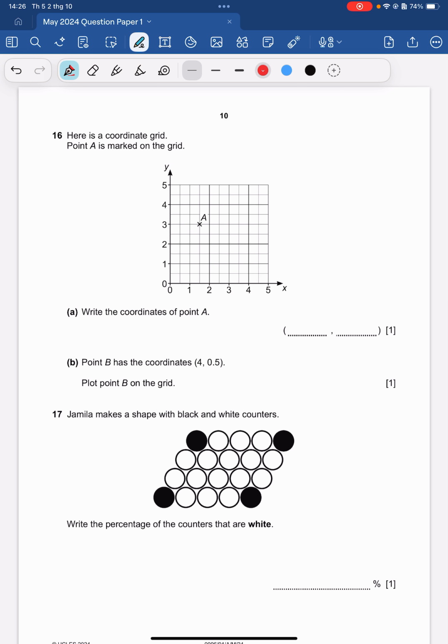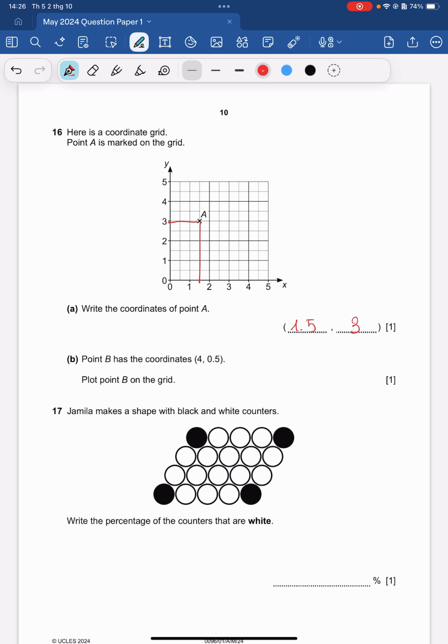Write the coordinates of point A. Okay, easy. That's easier to see. Between 1 and 2 that will be 1.5, and y will be 3. Point B has the coordinates 4 and 0.5. Point B, okay, 4 for x first. At 4 there, you can draw a line. Then 0.5 for y, that's between 0 and 1. And we draw a line. The intersection is point B. Right. Okay.